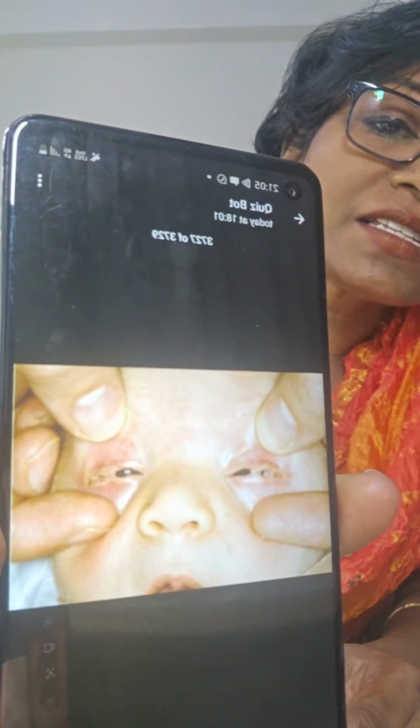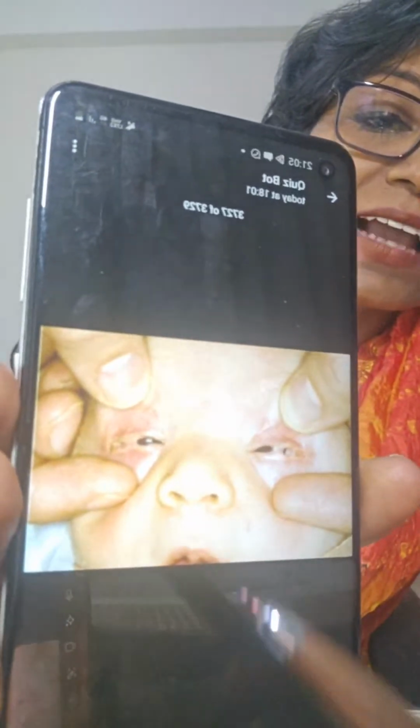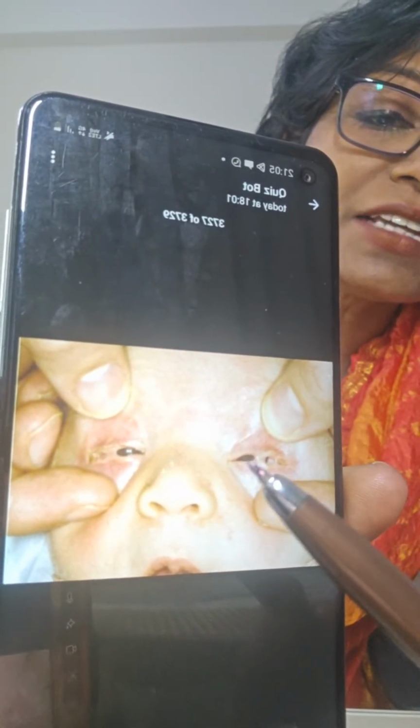Alright, so those of you who joined in late, you can watch the video again, but again for your convenience. So this is ankyloblephron, the skin tag or the skin adhesion between the two lid margins. So there's a bilateral one, and it is a congenital defect or anomaly involving the surface ectodermal tissue.